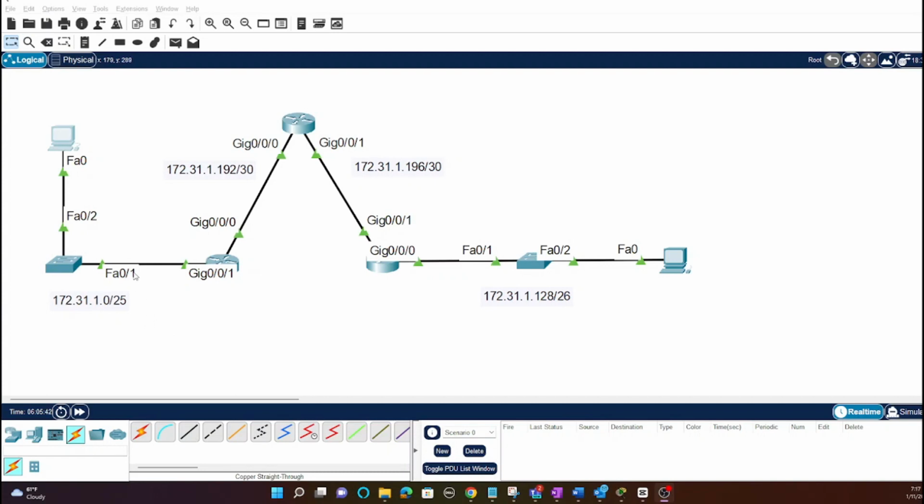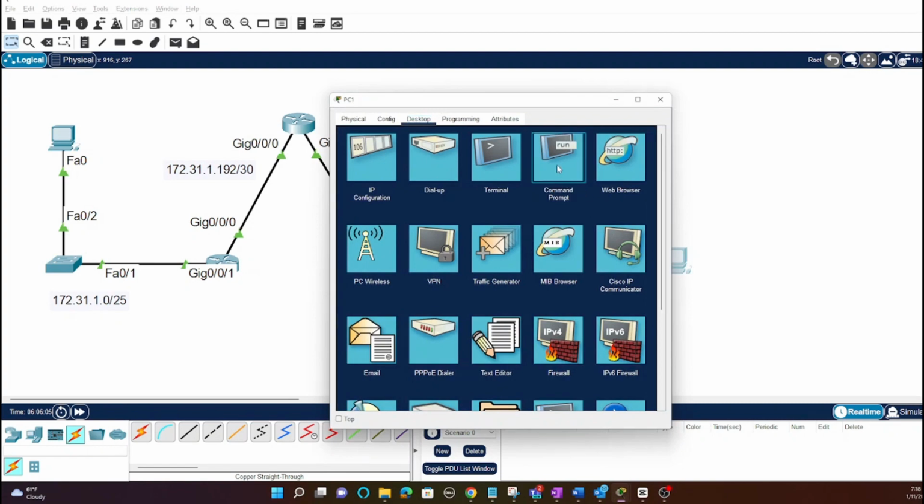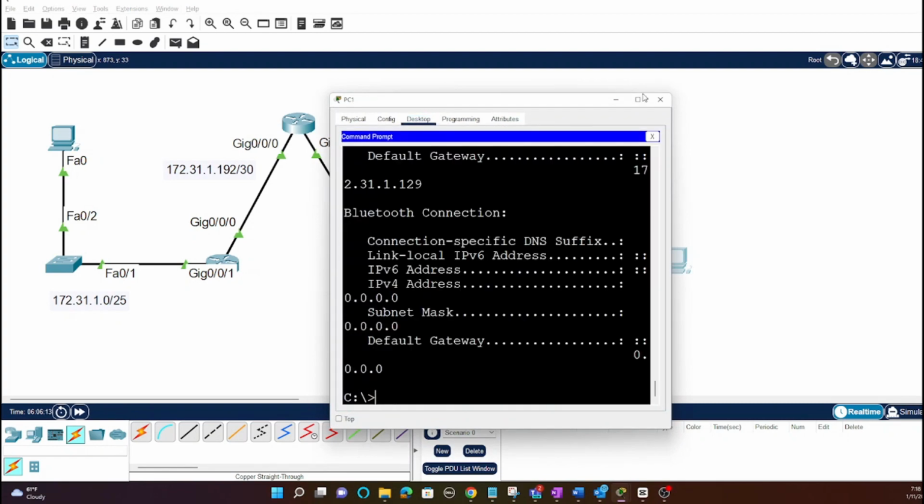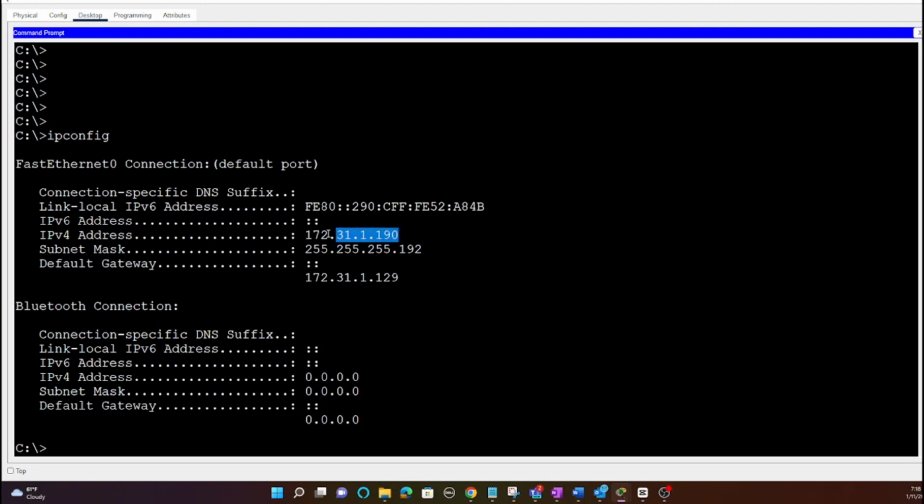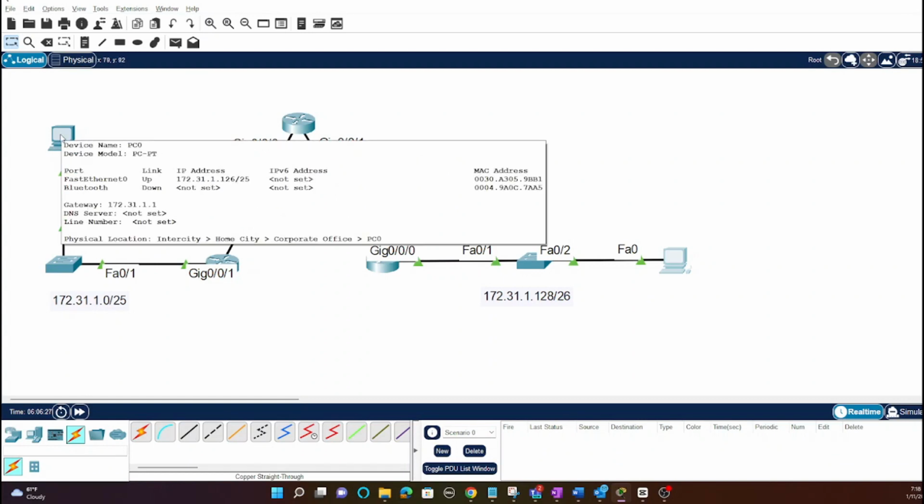So right now, as it stands, if we wanted to ping from this PC over to this PC, we aren't going to be able to do that, because this PC is on a /25 network and this PC is on a /26 network. So if I go over to this PC, pull it up, and run an ipconfig, let me blow it up so y'all can see. We see the IP address right here, some other stuff. We got a default gateway, but this IP address ends in a .190.